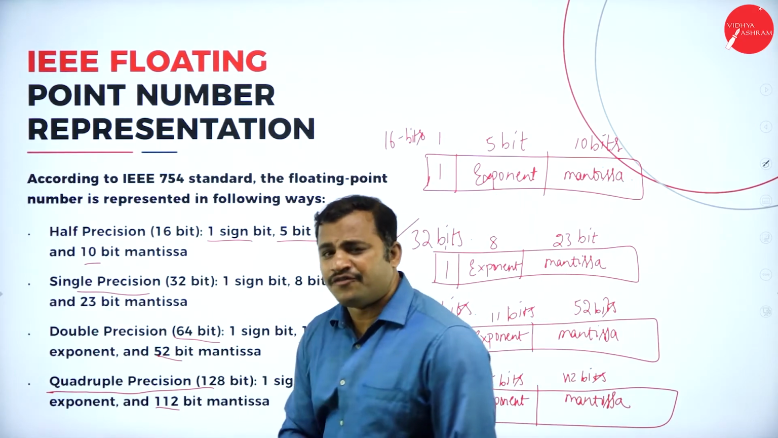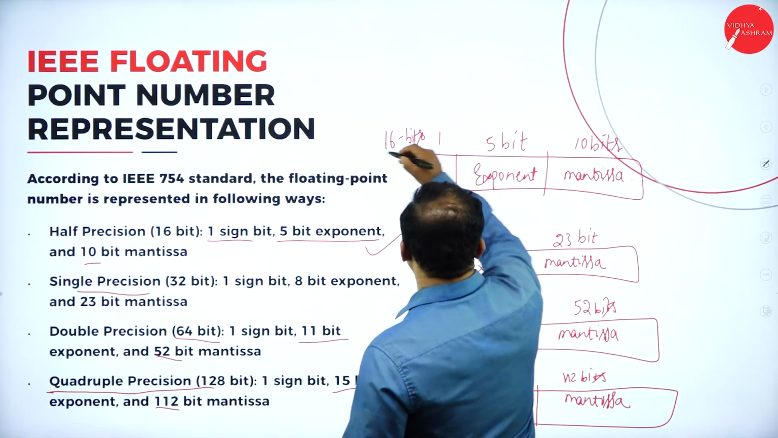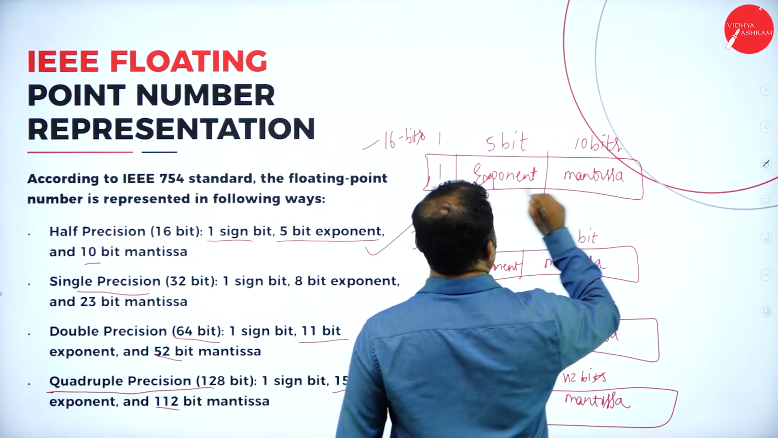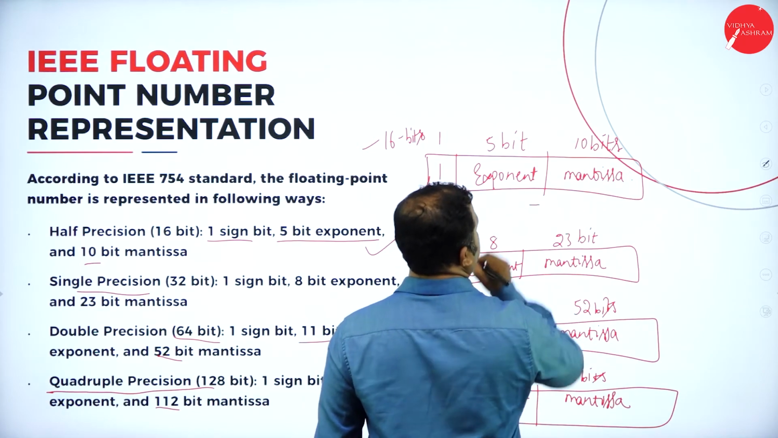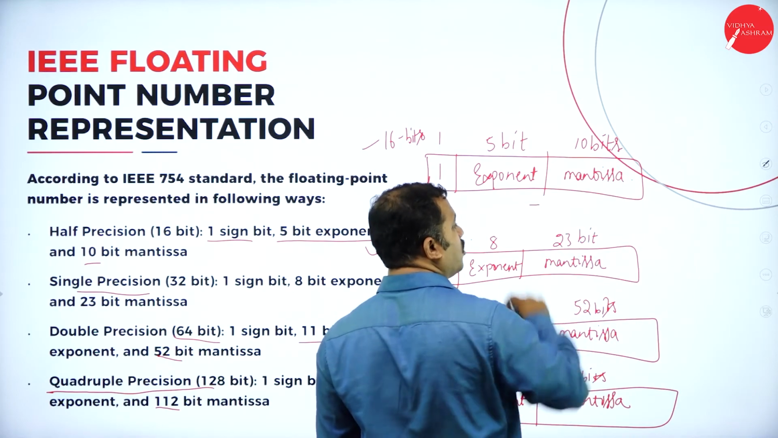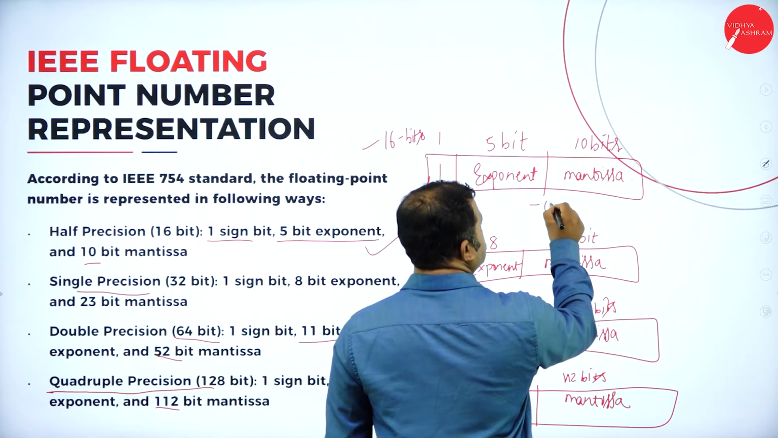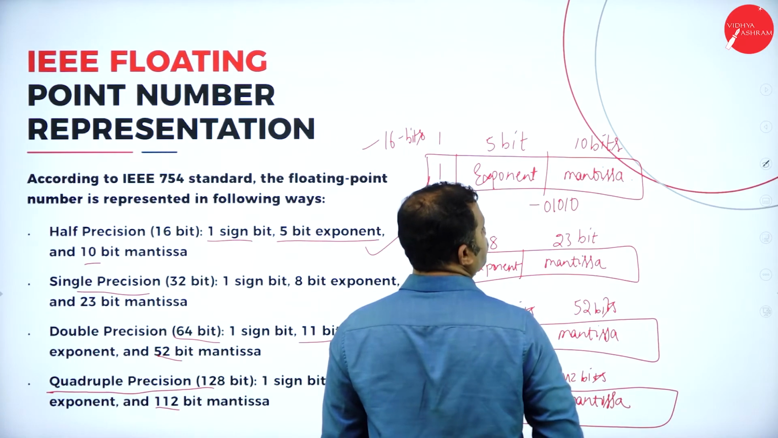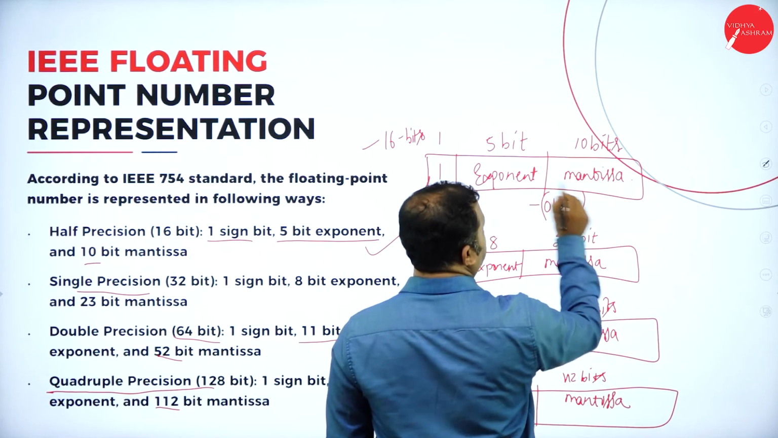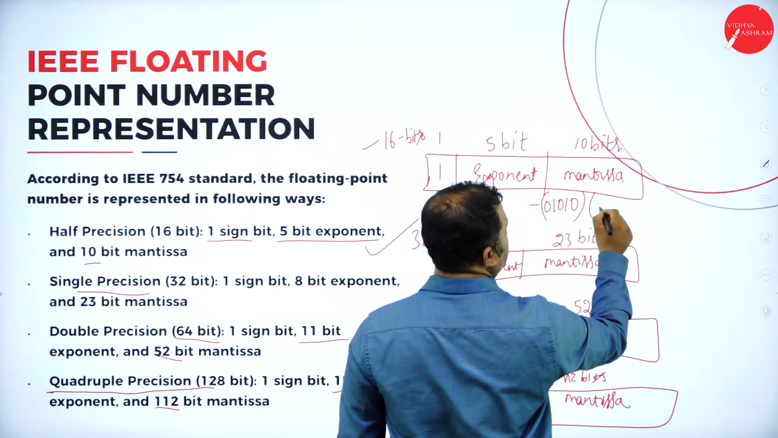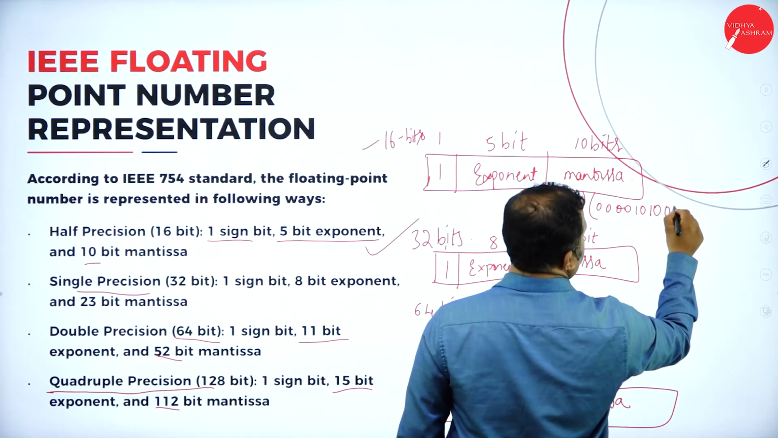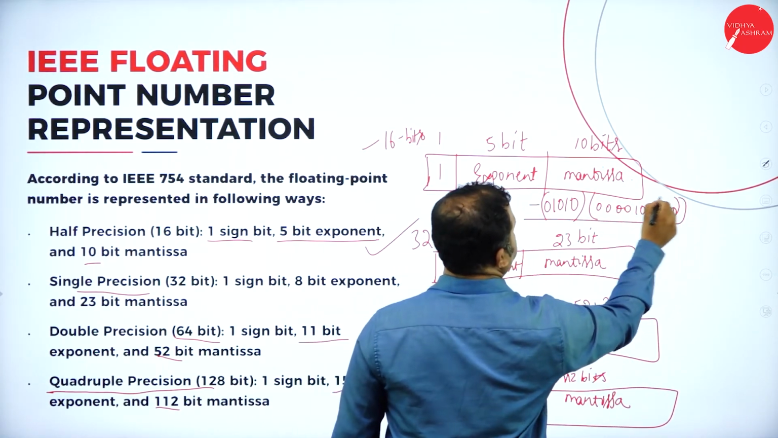What is the meaning of all these things? If I have 16-bit precision, I can store the value up to this. This is the sign. Let me consider it as a minus. Exponent is 5 bits. Let me consider 01010 as my number in the exponent part. In the mantissa part, I have 10 bits: 0000101000. This is the number format I can represent.